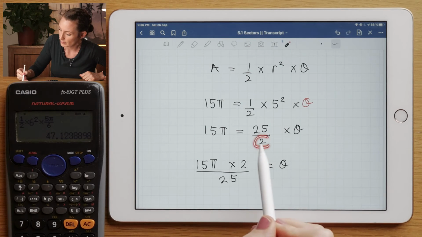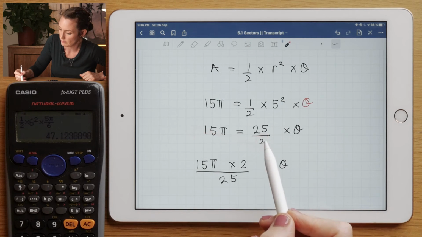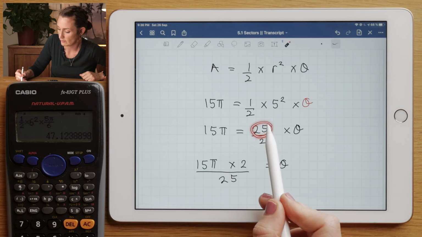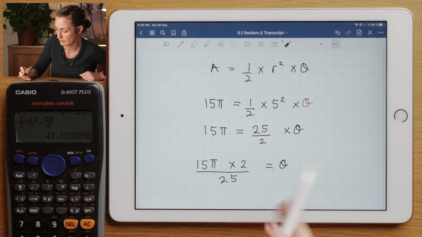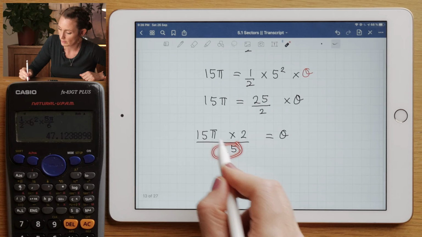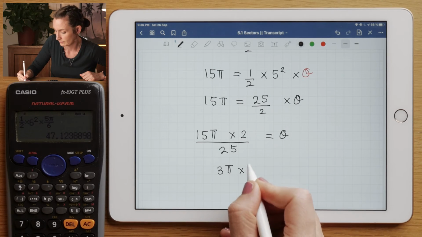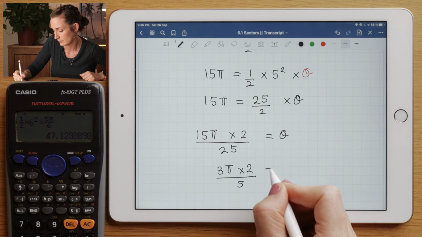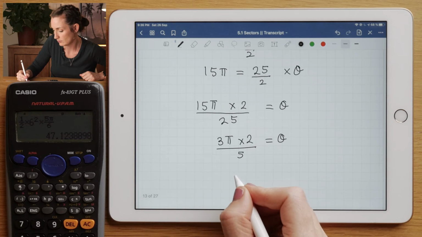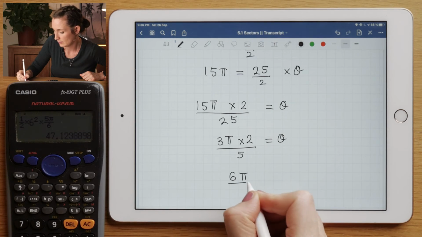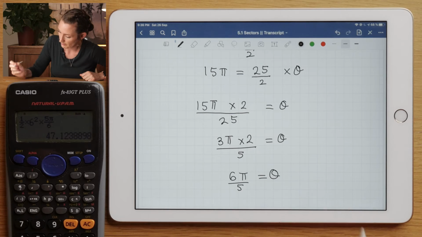So the 2 will go here and become a times by because now it's a divide by, whereas a 25 is a times by, so when it moves to the other side, it'll be a divide by. Can cancel down the 25 and the 15 because they're both multiples of 5. So the final answer would be 6 pi divided by 5 for theta.